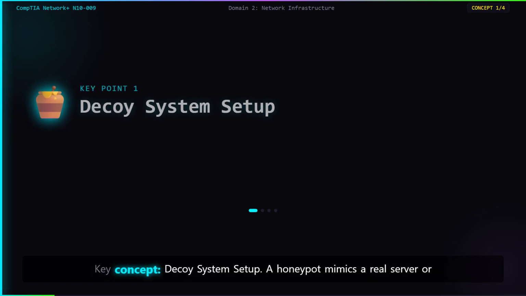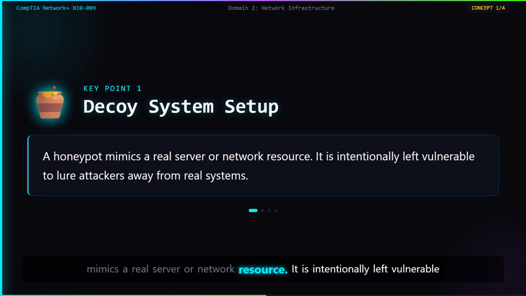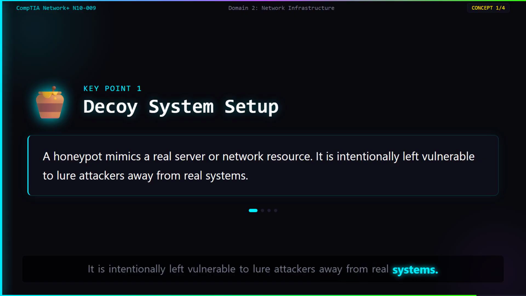Key concept: decoy system setup. A honeypot mimics a real server or network resource. It is intentionally left vulnerable to lure attackers away from real systems.